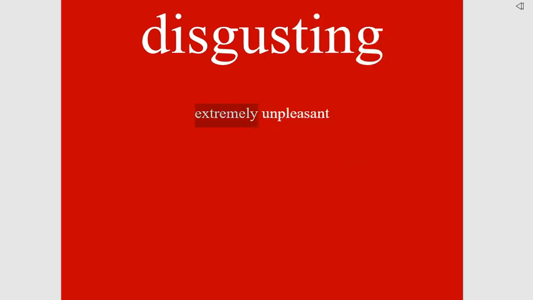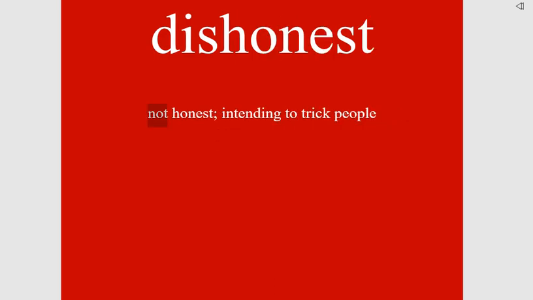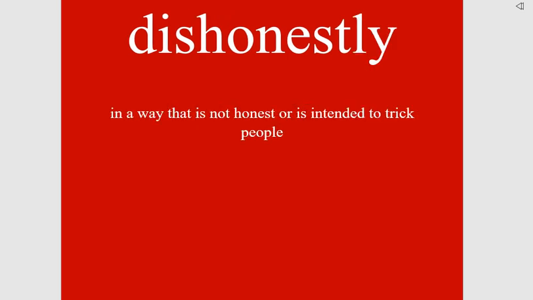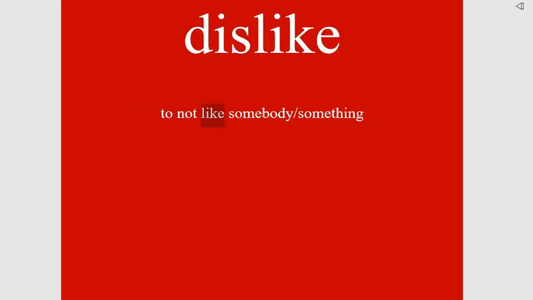Disgusting. Extremely unpleasant. Dish. A flat shallow container for cooking food in or serving it from. Dishonest. Not honest, intending to trick people. Dishonestly. In a way that is not honest or is intended to trick people. Disk. A device for storing information on a computer, with a magnetic surface that records information received in electronic form. Dislike. To not like somebody/something.